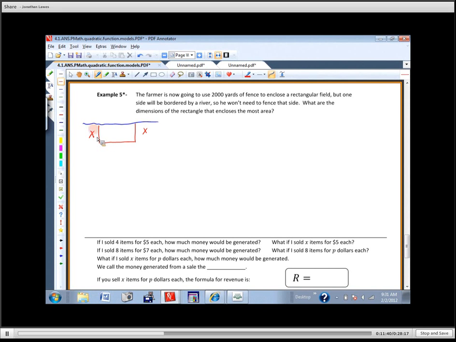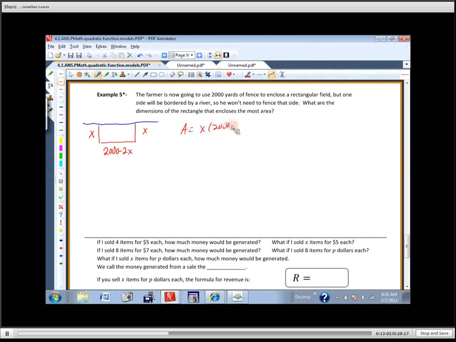Let's say this is 400. If this is 400, this is 400. What's left for this right here? 1,200. Because you did 2,000 and you subtracted 2x. That's what you did. Okay? Now, those are the dimensions, and we can now write down what the area is. The area is x times 2,000 minus 2x. You with me?